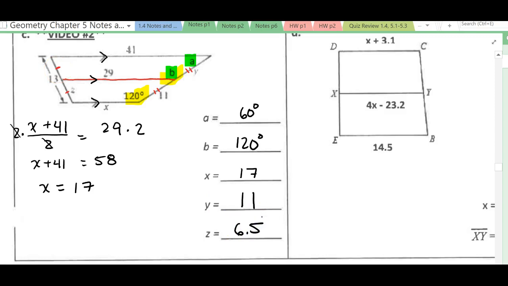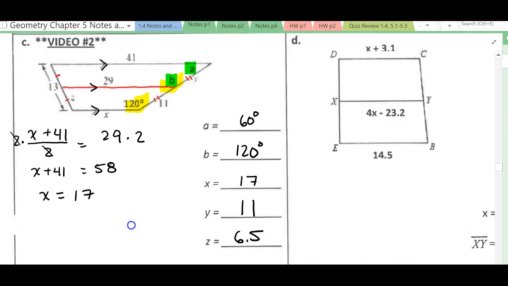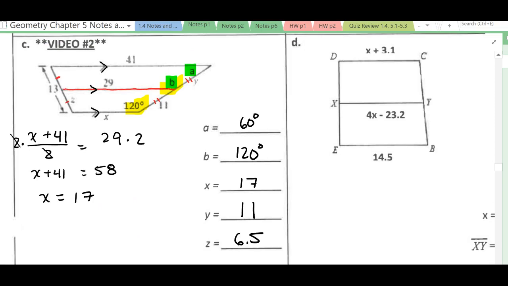All right, so maybe you want to rewatch that and listen carefully for the different properties of the trapezoid and parallel lines that I used to solve it. And make sure you get your questions answered. We'll see you in the next video.